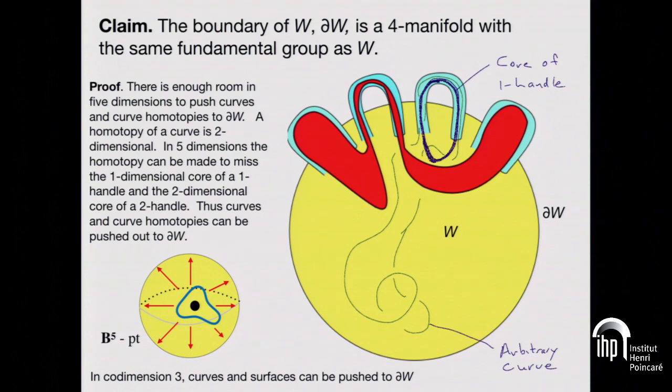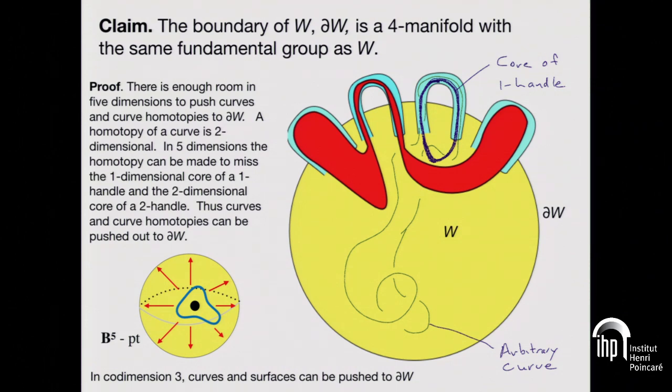So this would be false, for example, on a disk. If you took a 2-dimensional disk and you took this curve and this curve, these are homotopic curves in the 2-dimensional disk. And certainly we can push both of them out to the boundary. If we take this radial push out, which sends the complement of the origin out to the boundary, it'll push both of these curves out to the boundary. But the homotopy connecting these 2 curves, there's a sort of annulus connecting these 2 curves, that cannot be made to miss this point. So we can't push the homotopy out to the boundary.